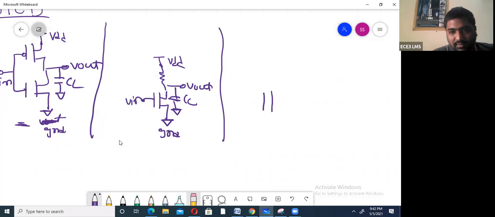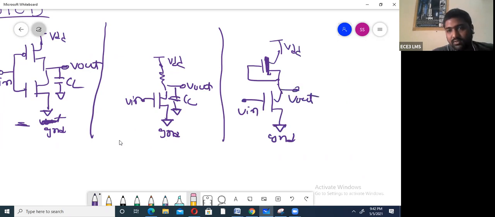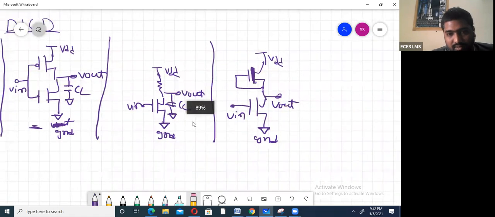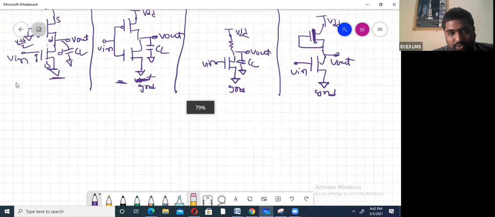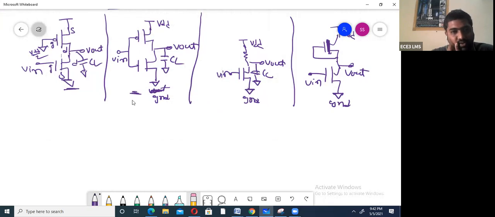Another inverter is the depletion load NMOS inverter, where this is a depletion MOS transistor. This is shorted like this. Here you will get input, here ground, here VDD, here V out. So this is the depletion load NMOS inverter. This is the basic NMOS inverter, and we can also connect a current source here. So for all these circuits, input 0 means output is 1, input 1 means output is 0.